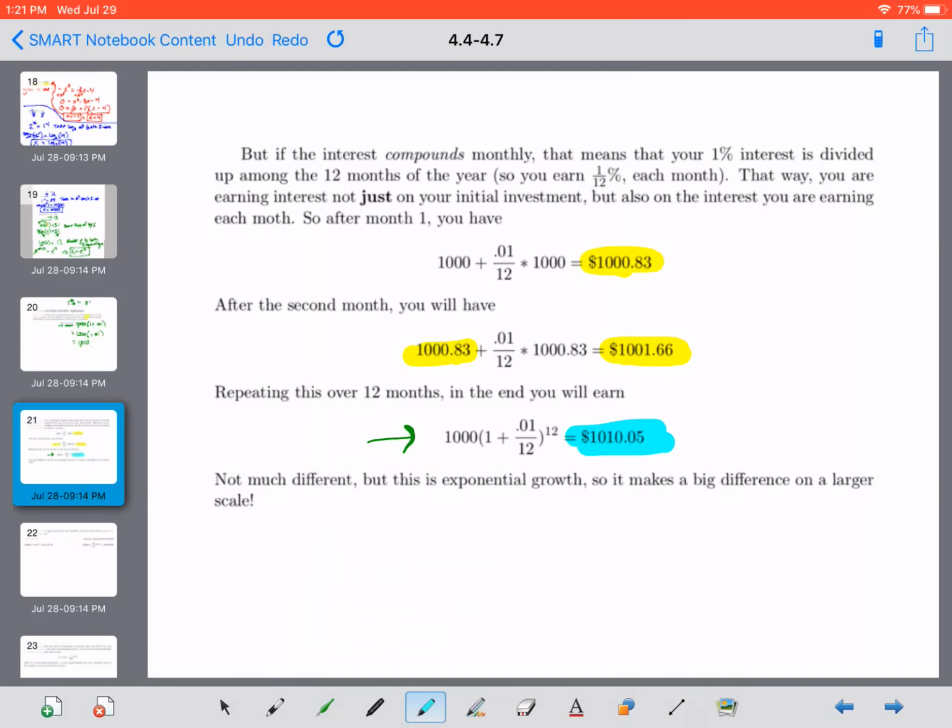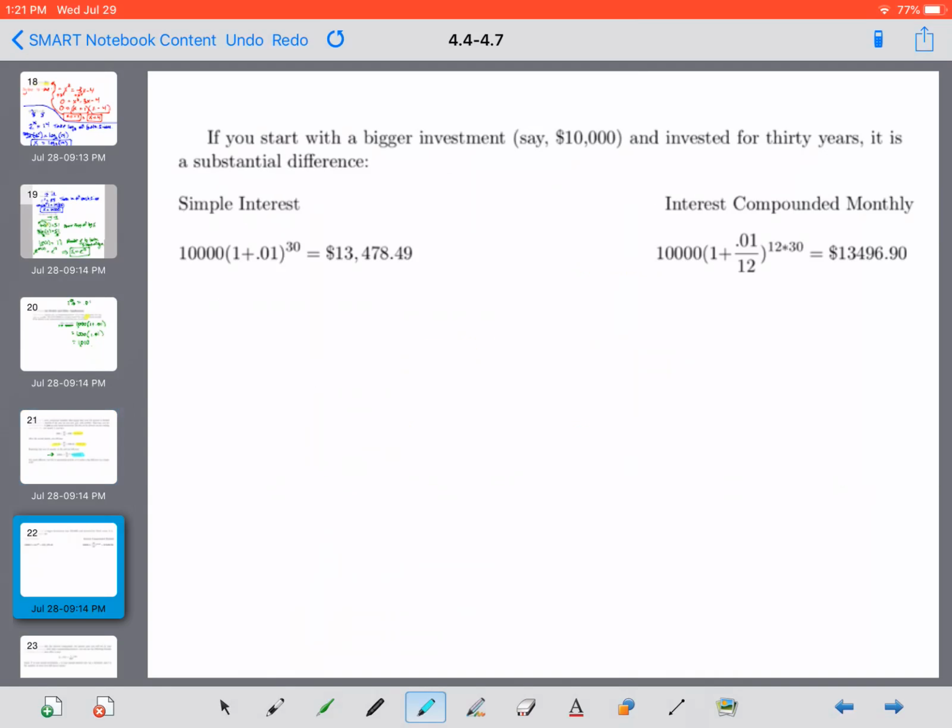So to give you an example, let's say we started with a bigger investment of $10,000, and instead of just investing it for a year, we kept it invested for 30 years. This is going to make a substantial difference. It's exponential growth in both cases, but in the simple interest case, where it's only annually that it adds interest, only once at the end of the year, you can compute how much you'll have at the end of 30 years by taking that $10,000 initial investment and multiplying it by 1 plus 0.01. 0.01, that's your 1% interest rate.